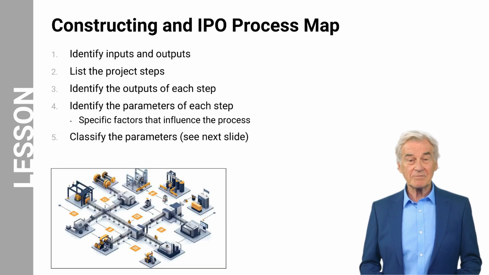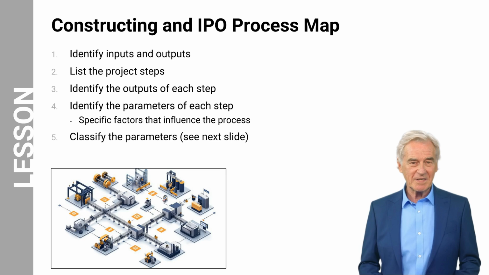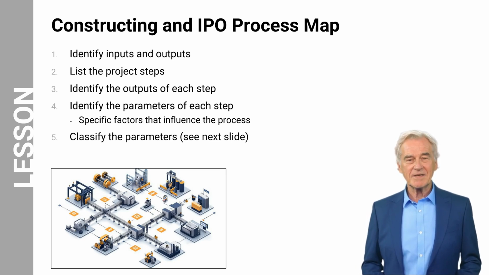To construct an input-process-output process map, there are 5 steps to follow. First, start by identifying the inputs and outputs of the process. This involves listing everything that goes into the process and the expected results or outcomes. Second, list the steps of the project. Document each phase or activity involved in transforming the inputs into outputs, ensuring each step is clearly defined.